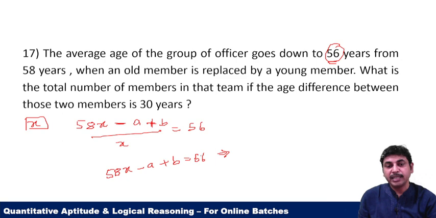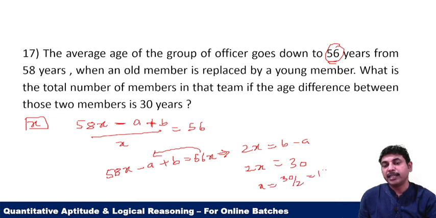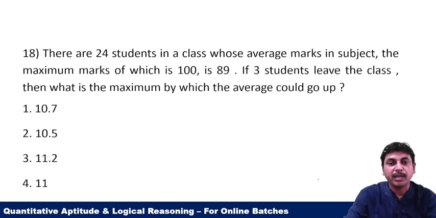From this what we can say, 56x हो जाएगा. So 2x is equal to b minus a. And what is this b minus a? That is 30 given. 2x is equal to 30. So x is equal to 30 upon 2. Again you are getting the answer as 15. So the total number of members will be 15. Okay, let us come to this particular question.